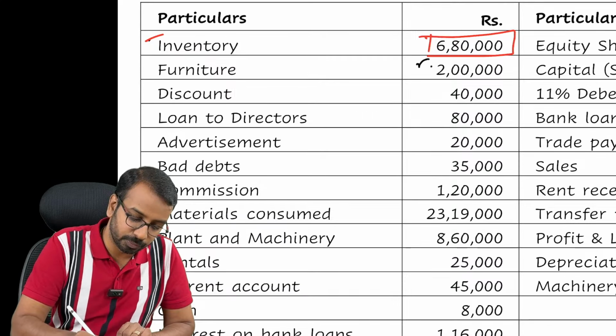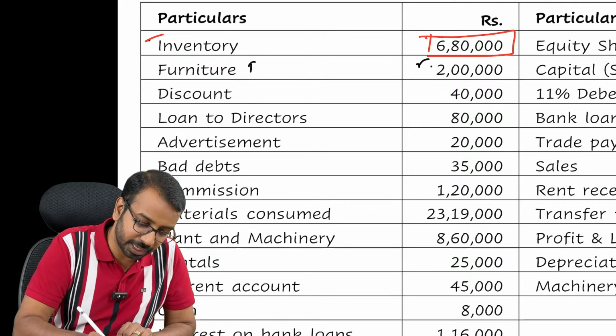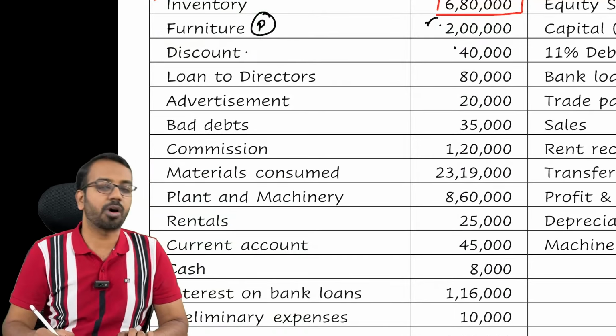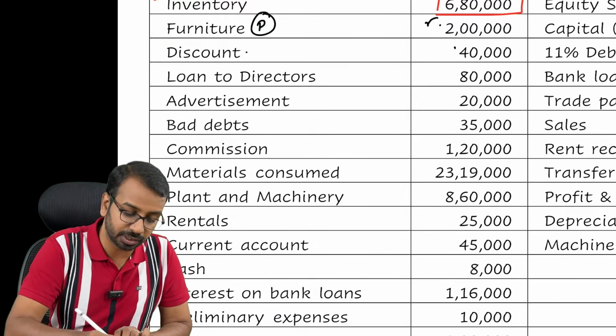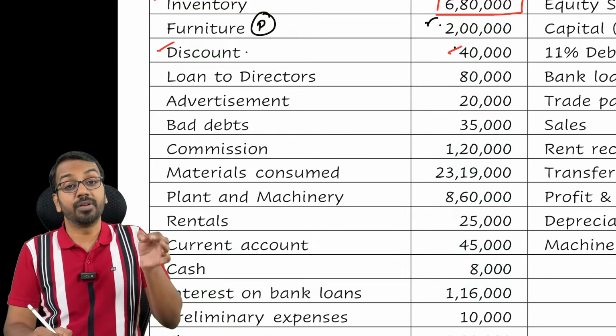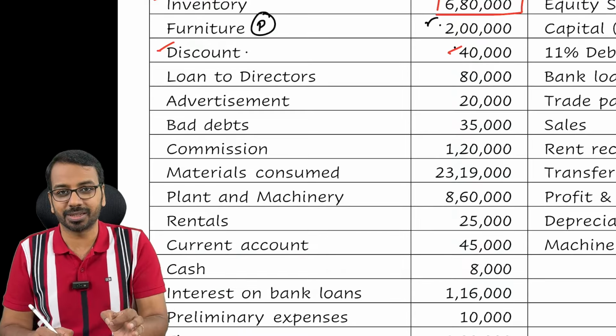Then this is one item of PPE. So I'll just write here PPE. We'll consider it later. Then we have discount. Discount is what? An expense. How much? 40,000. So discount of 40,000. Where we will show? We will show this under other expenses.